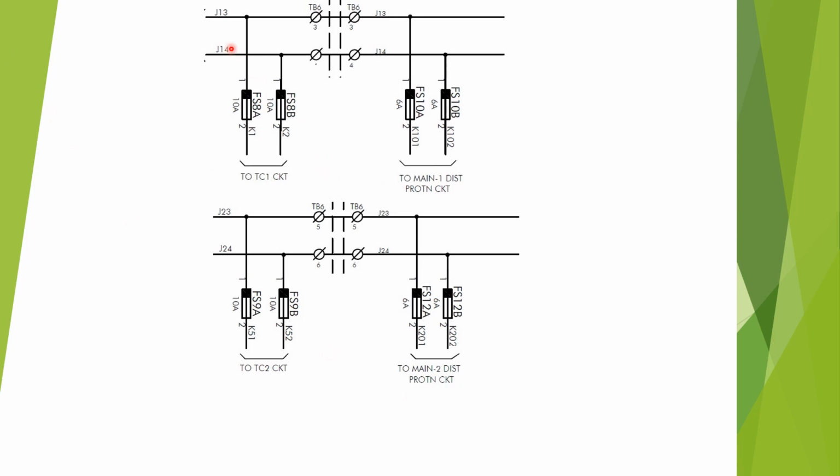So in case of failure of one DC, for example, that is a failure of the DC source 1. In this scenario, the main one distance protection remains inoperative and TC1 remains inoperative. So during fault condition, the main two distance protection will sense this fault and send a trip signal to the circuit breaker. Since source 1 has failed, the trip coil 2 will be energized under this condition and it will send a trip signal to the circuit breaker to isolate the faulty system from the system.